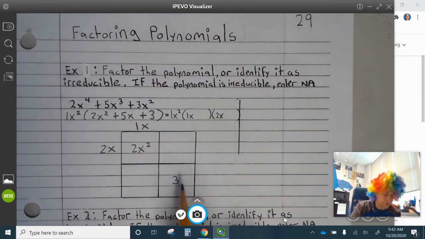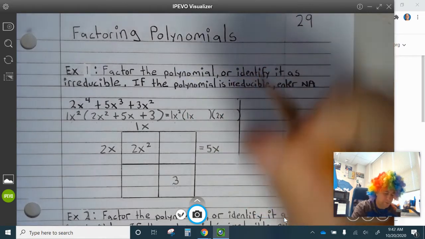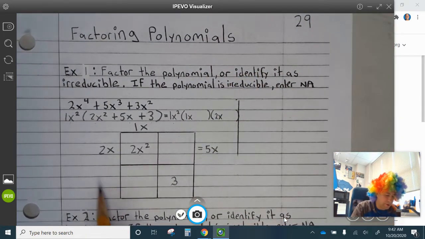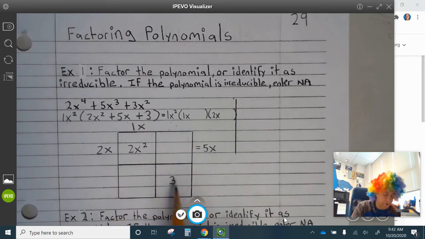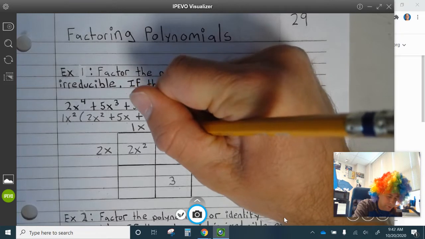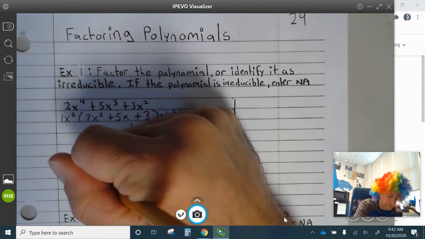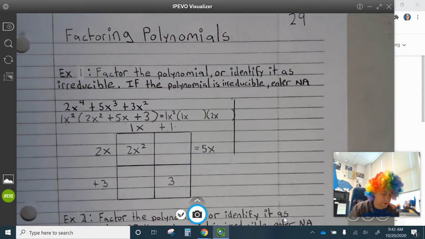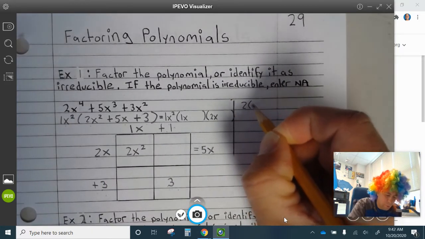Okay? Now we have to figure out what multiplies to give you 3. Well, we know 1 and 3, but the middle term has to equal 5x. So we're going to need to multiply 2 times this number and 1 times this number to get 5, and these two numbers need to multiply to give us 3. So we know the only combination is 1 and 3. Okay, so let's try to put a plus 1 right here, and let's put a plus 3 right here. Okay, so what we need to do is multiply 2 times 1.